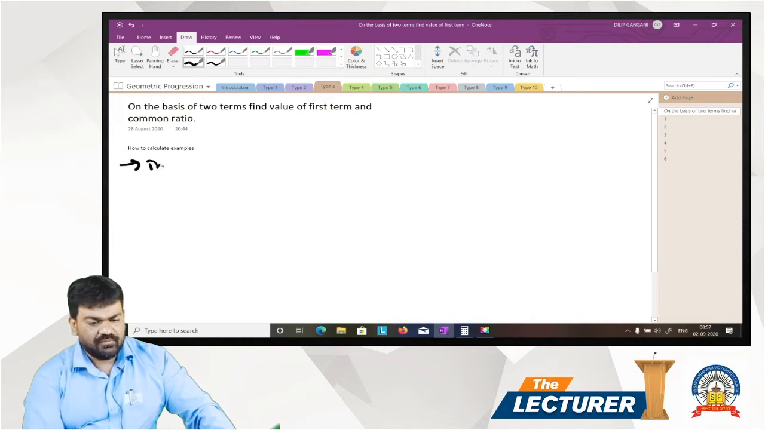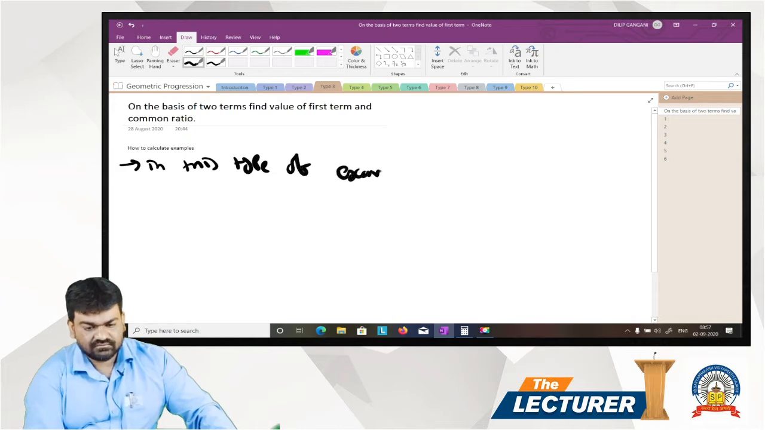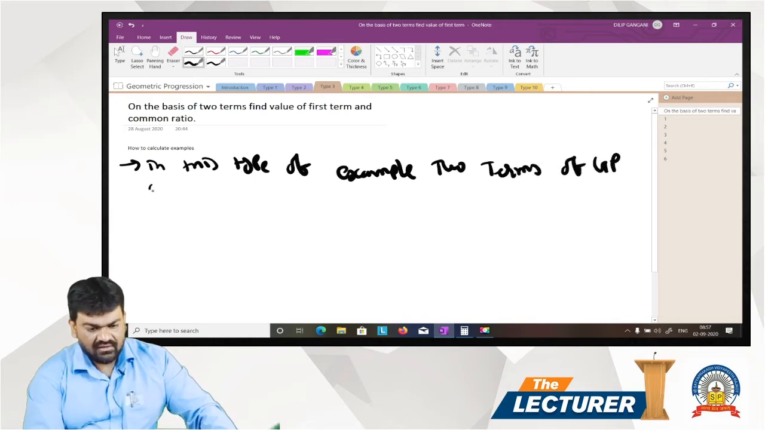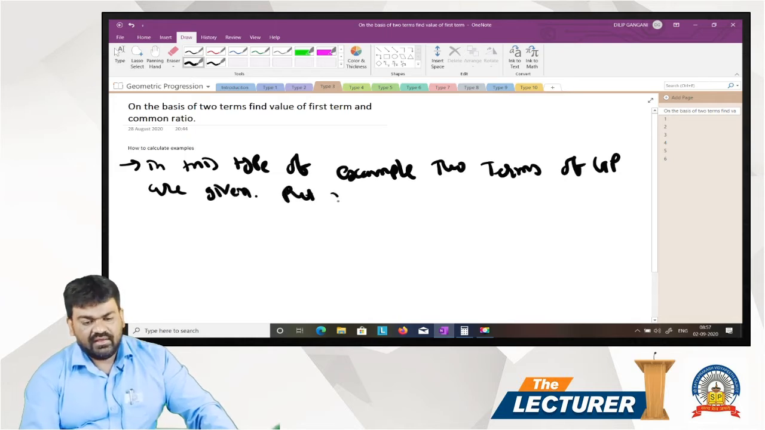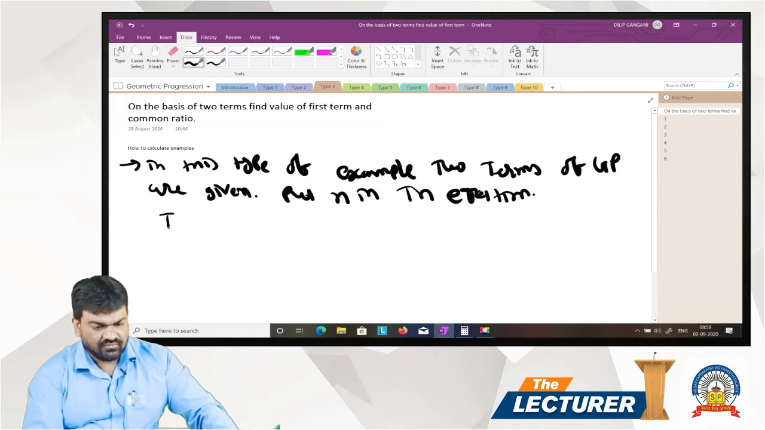In this type of example, two terms of GP are given. Put n in the Tn equation. What is Tn in GP? Tn is equal to a r raised to n minus 1.